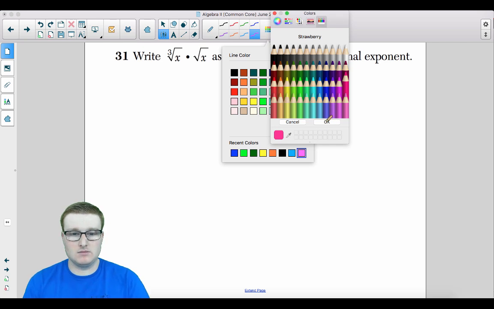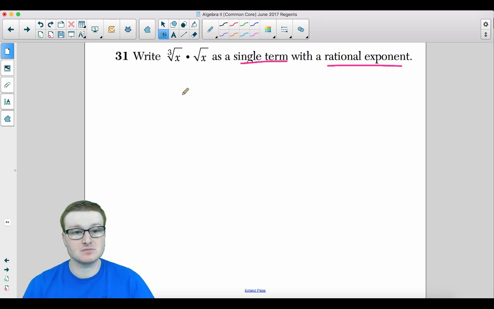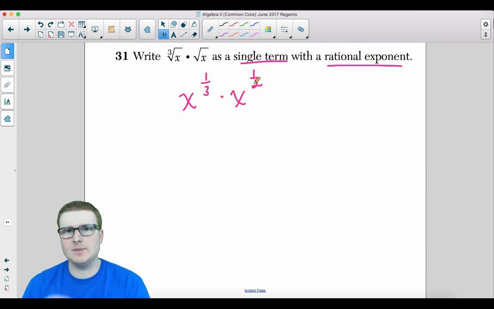Write the cube root of x times the square root of x as a single term with a rational exponent. So, we have x to the 1/3 times x to the 1/2. Wait a minute, Trevor. Where am I getting that 1/2? Where are you getting that 1/2 from?